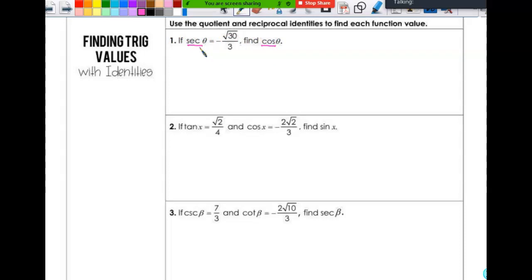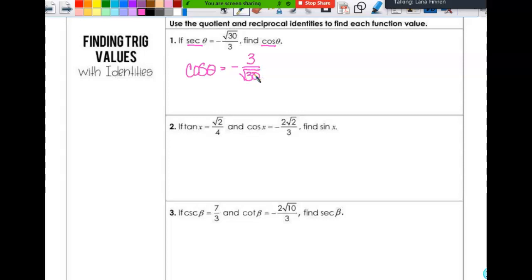All right, so how are secant and cosine related to each other in general? They're reciprocals of each other. Okay, so they're reciprocals of each other. So I know that secant is the reciprocal of cosine and vice versa. So if I have secant, then I know that the cosine of theta has to be the reciprocal of secant, so that means it's negative 3 over the square root of 30.